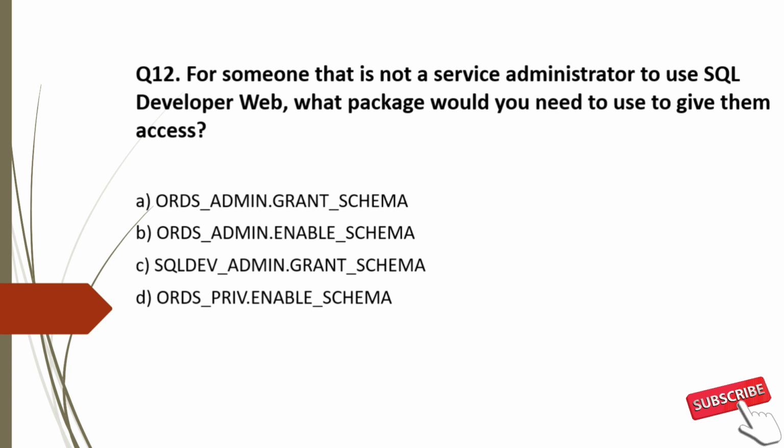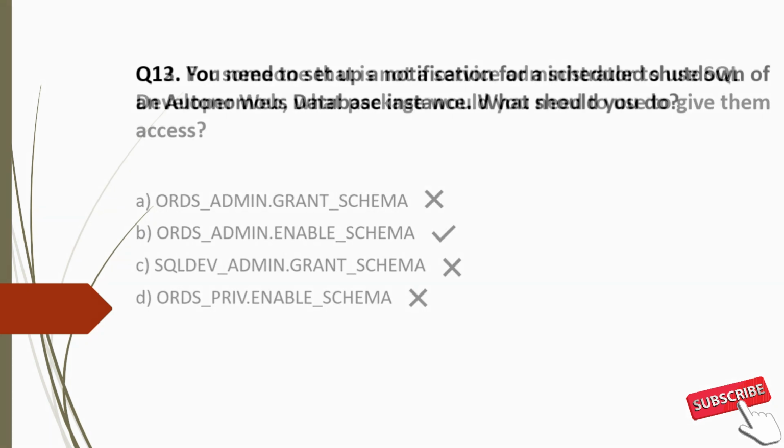Option A, ORDS admin grant schema. This is incorrect. Option B, ORDS admin enable schema. This is the correct statement. Option C, SQL Dev admin grant schema. This is also incorrect. And last option, option D, ORDS priv enable schema. This statement is also incorrect. So the correct option for question 12 is option B.